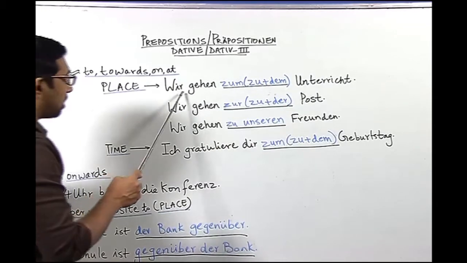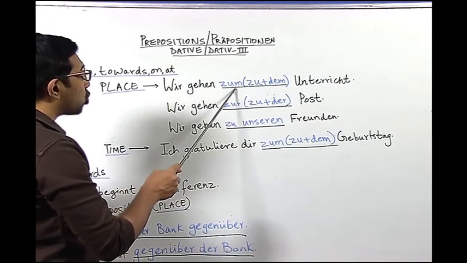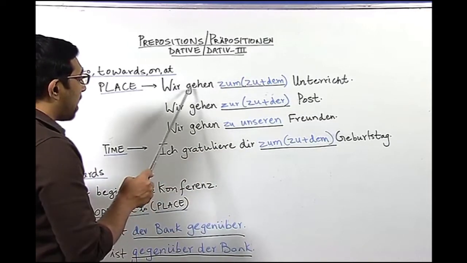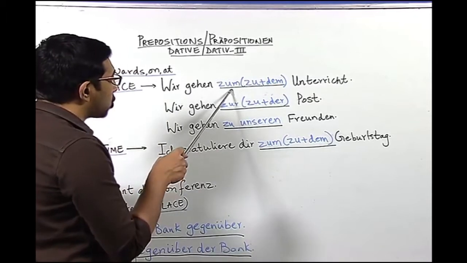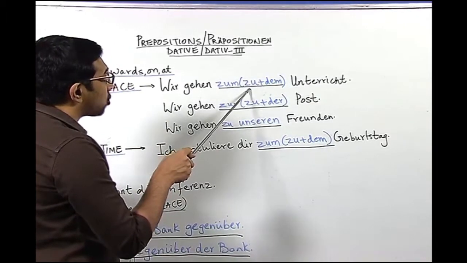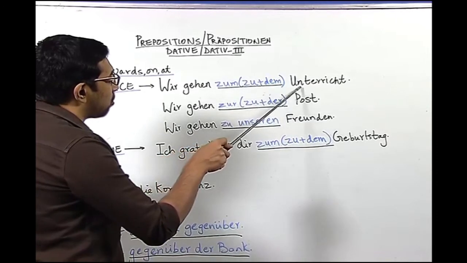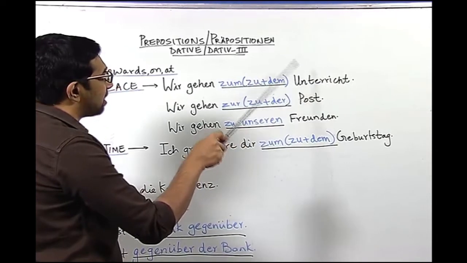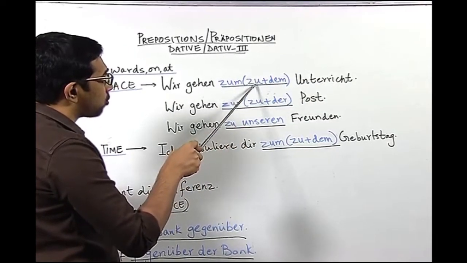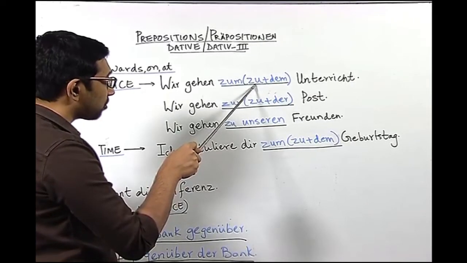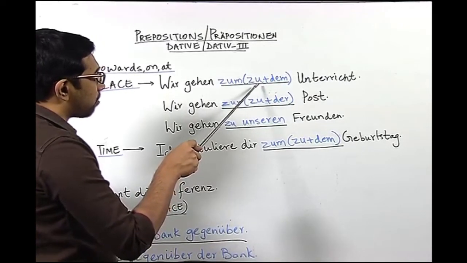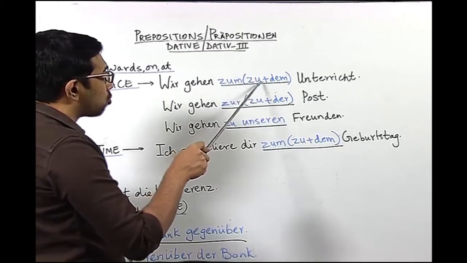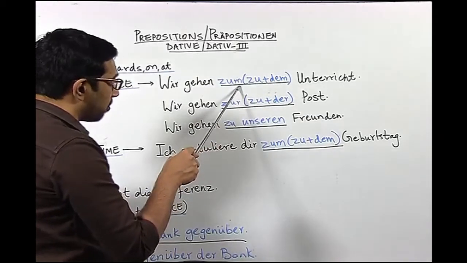Now, here in this sentence we have wir gehen zum Unterricht. Here we have the verb gehen, which you know means to go, and if you look closely I have written zum, which is a combination of zu and dem. You know the article of Unterricht is der Unterricht, becomes dem Unterricht when it is combined with the preposition zu, which is a dative preposition. Like in the previous prepositions, von and dem becomes vom, bei and dem becomes beim, zu and dem becomes zum.